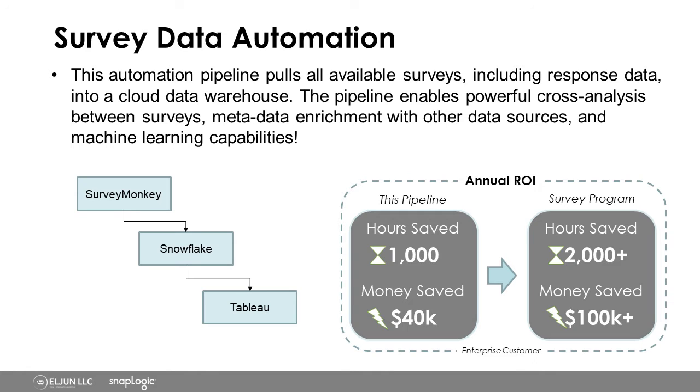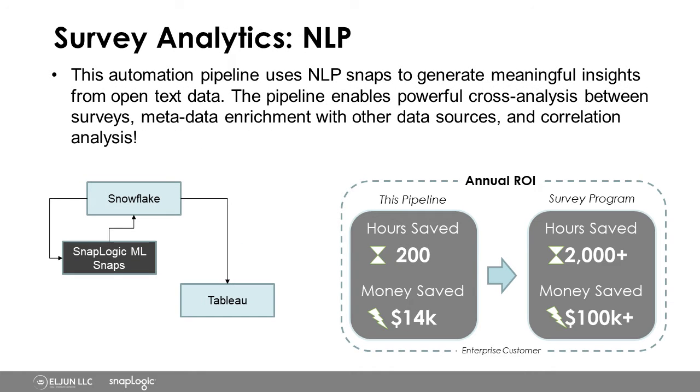And ultimately, that's going to allow us to do a lot of interesting things in terms of data enrichment, natural language processing, and machine learning, which takes us into the second use case. After we've got the data from the surveys programmatically captured and stored inside of Snowflake, we're going to run that data, particularly the open text field data, through a series of machine learning snaps within SnapLogic. That data is then going to be written back to Snowflake, at which point we'll pick it up and put it into Tableau to give you a visual representation of what's actually going on.